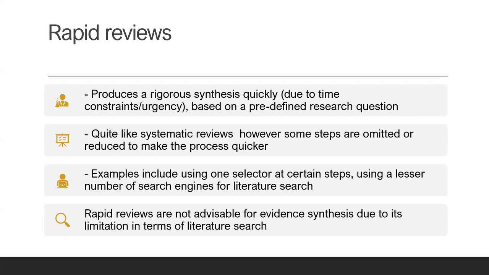Then the rapid reviews, these are more or less similar to systematic reviews. The only difference between the two is that you exclude certain steps in it. For example, the literature search might be done by a single reviewer. You might not go through 3 literature search engines. You might just do 1 or 2. More or less, the outcomes are the same, and they look at the same process.